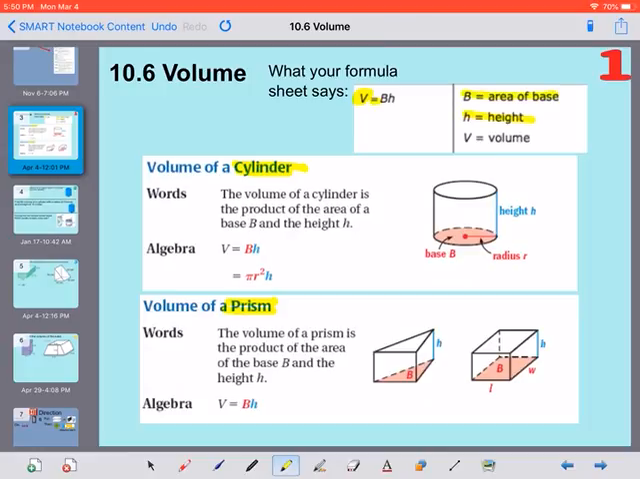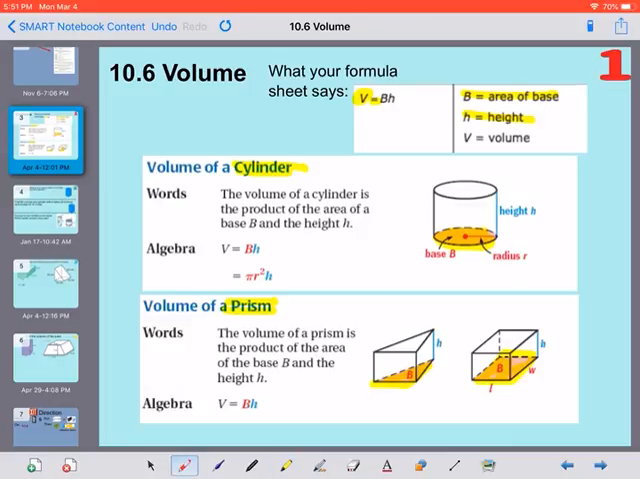So volume is really stacked area. It's like how much water could fit in a cup. That's finding the volume of the cup. So to find the volume, we find the area of the base. In this case, it's a circle for a cylinder. In this case down here, it's a triangle for a triangular prism, or a rectangle for a rectangular prism.